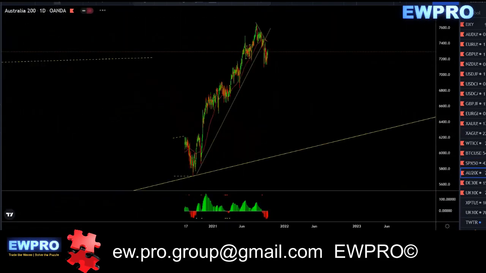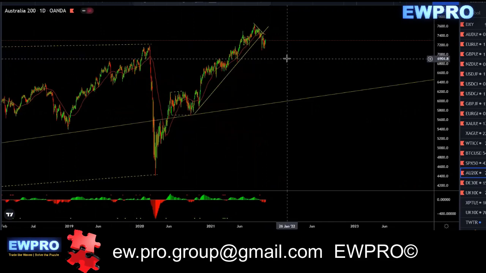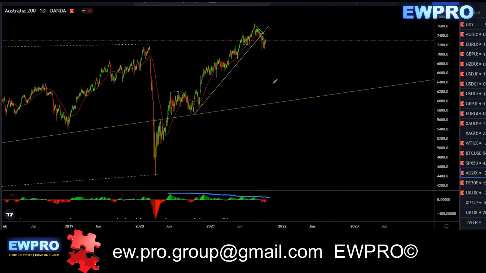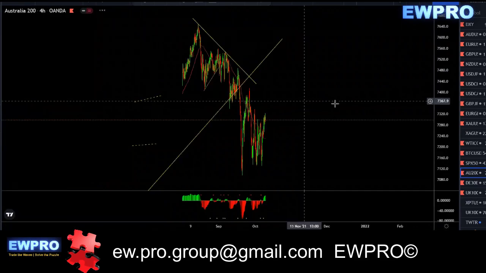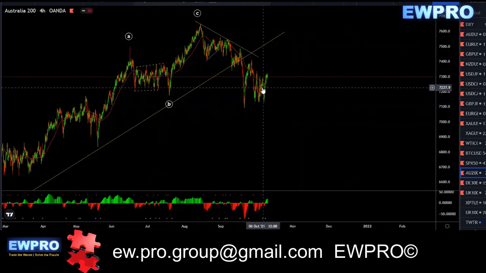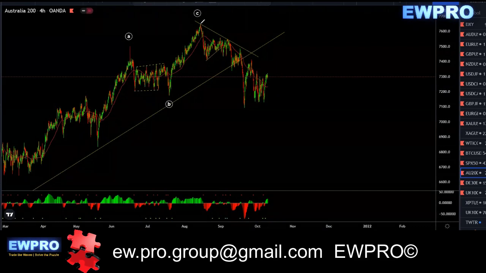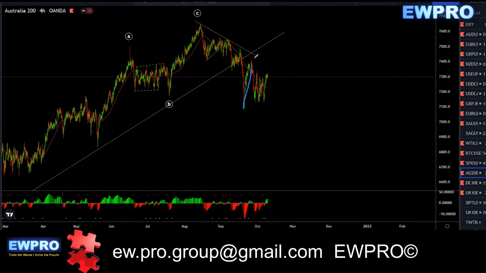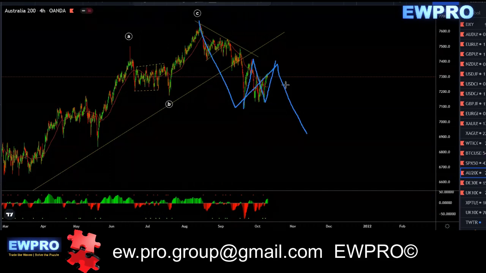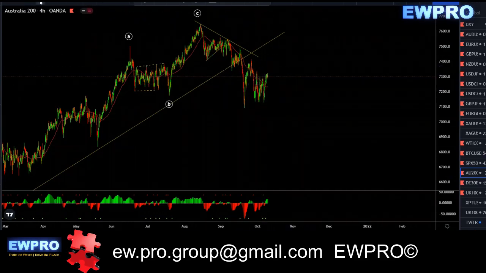AU 200. We've got all this bearish divergence, very risky to be buying on the daily. H4. So now looking at the A, B, C in here, and possibly another A, B, C down. Pretty similar to S&P, but this one is a little bit choppier at this stage.